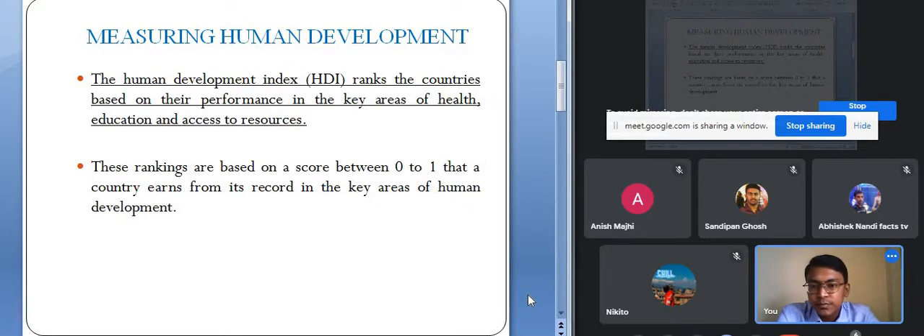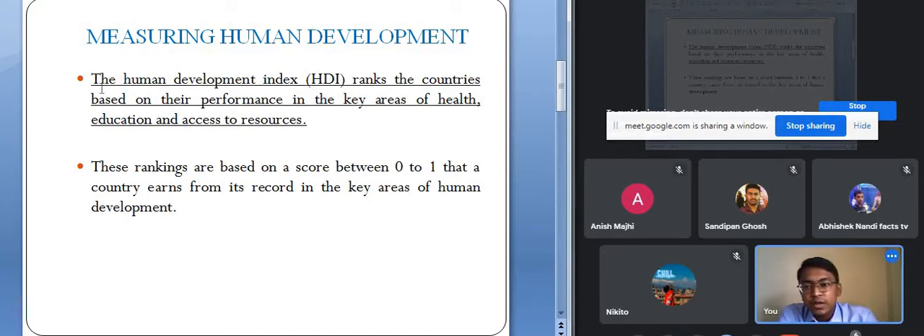You all know that every country in the world is provided with different ranks in the Human Development Index. How are they provided these different ranks? They are placed in different ranks depending upon the score they get, and this score ranges between 0 to 1.